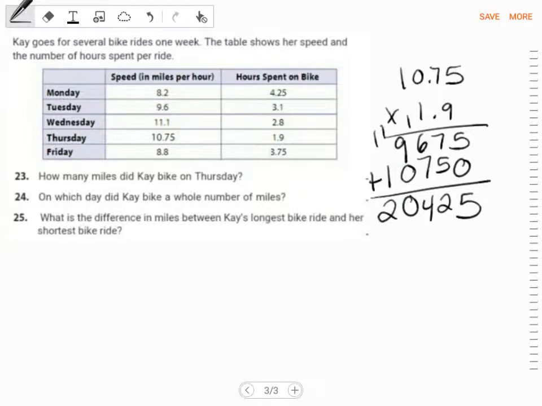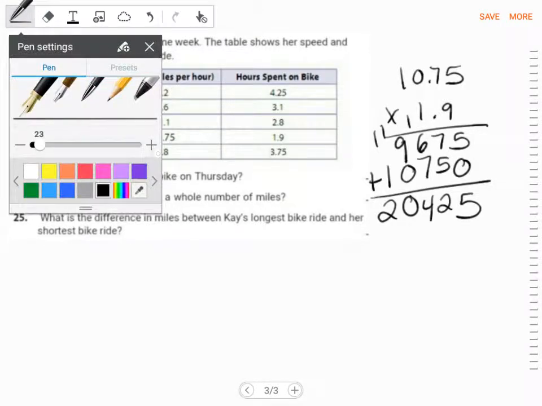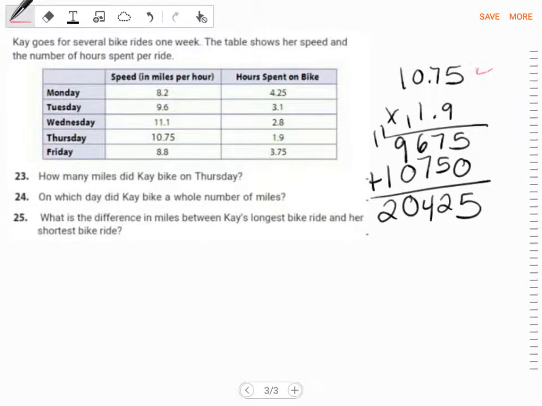All right, so now I need to check my decimals. Notice here we have 2 decimal places. Here we have 1. So total we need to be looking at 3. So from the end, count 1, 2, 3. All right, it says how many miles did Kay bike on Thursday? Well, looks like she biked 20.425 miles, okay?